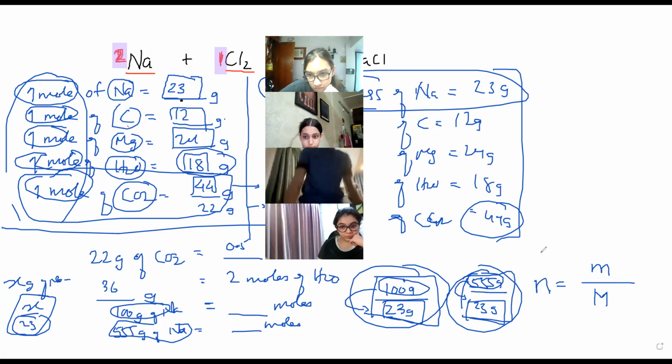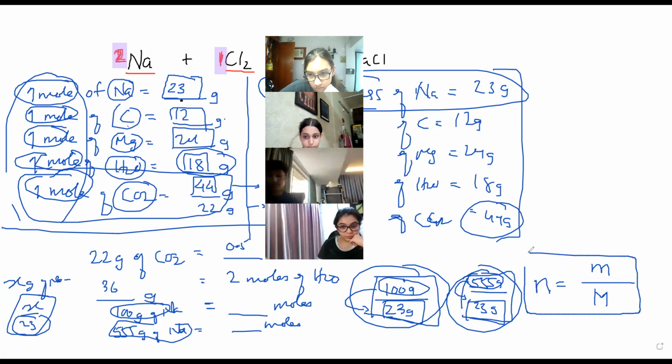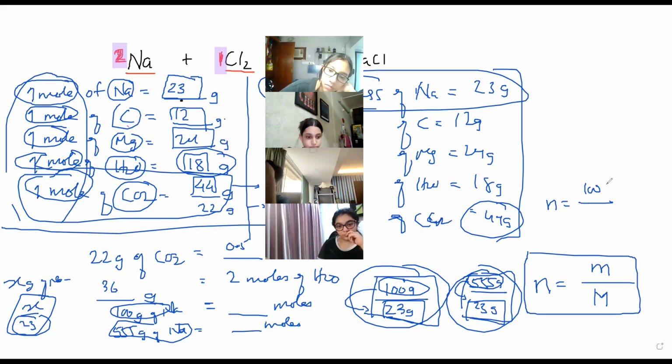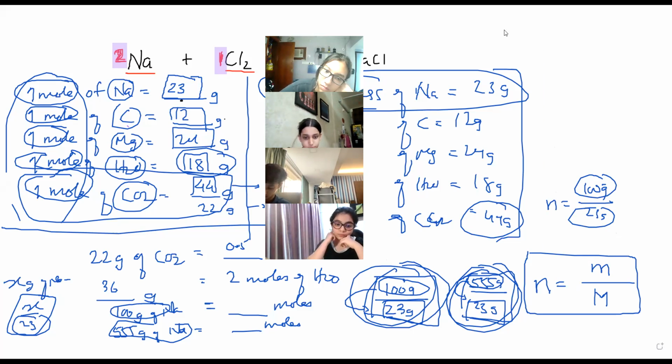Okay. So remember, this is what we will be doing. In this case, for the number of moles when it was 100 grams, I did 100 gram upon 23 gram. 23 gram is the molar mass of sodium, 100 gram is the mass of the sodium. So that's what I did, 100 upon 23. You can see here, Verushka said 100 upon 23. Rich said 555 upon 23. So whatever is the mass, divide that by the molar mass. That way you can find the number of moles.